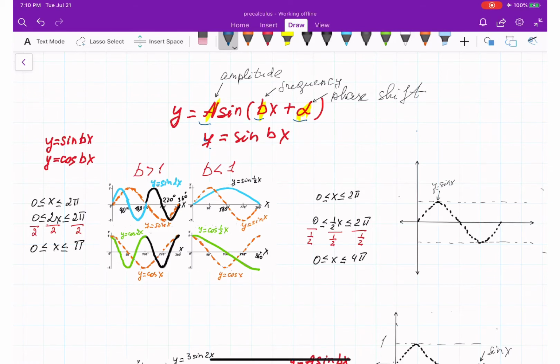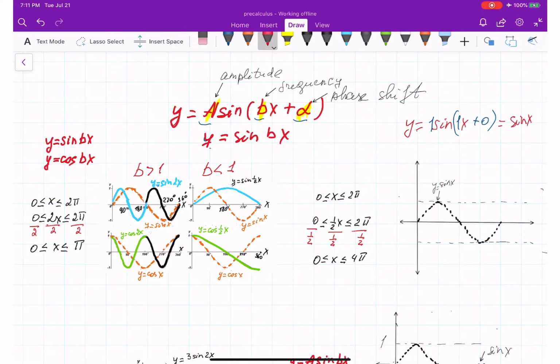If I write down y equals sine x, that means my sine has amplitude 1, my x has frequency 1, and phase shift is 0. And that's how we get just sine x.